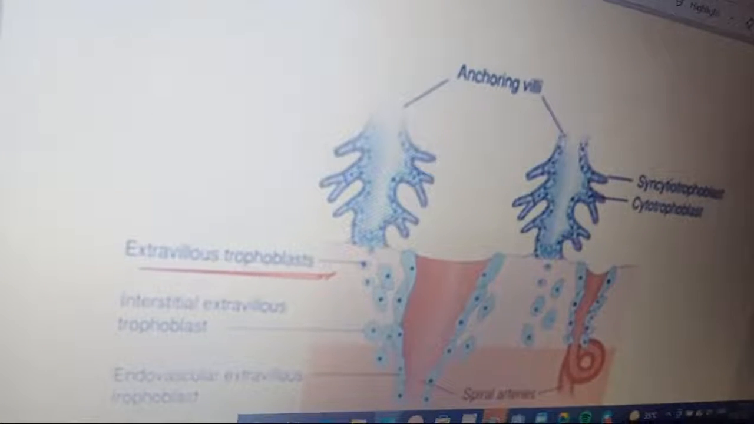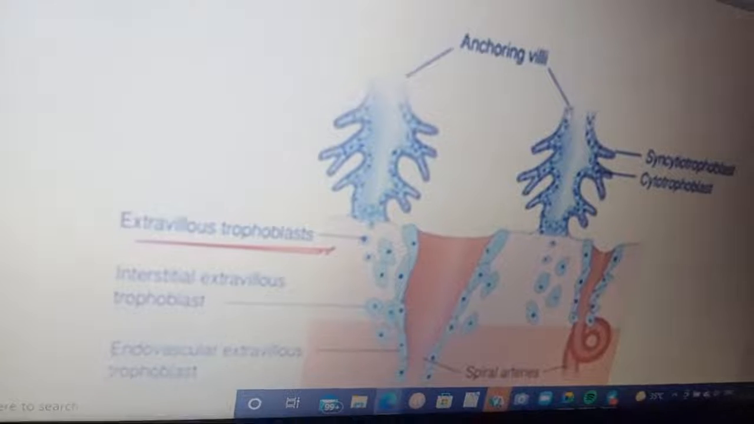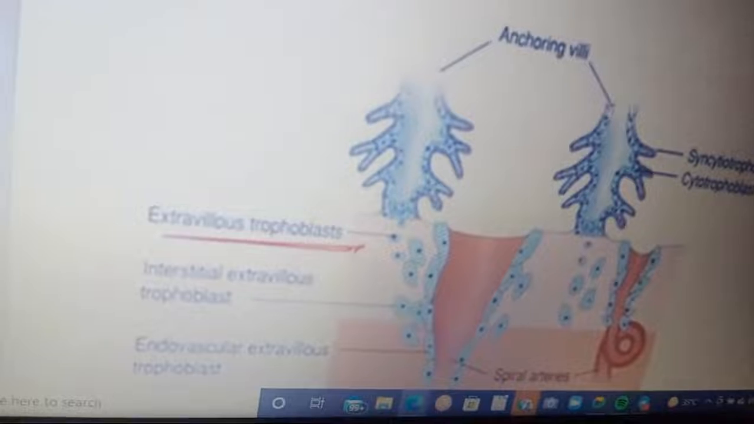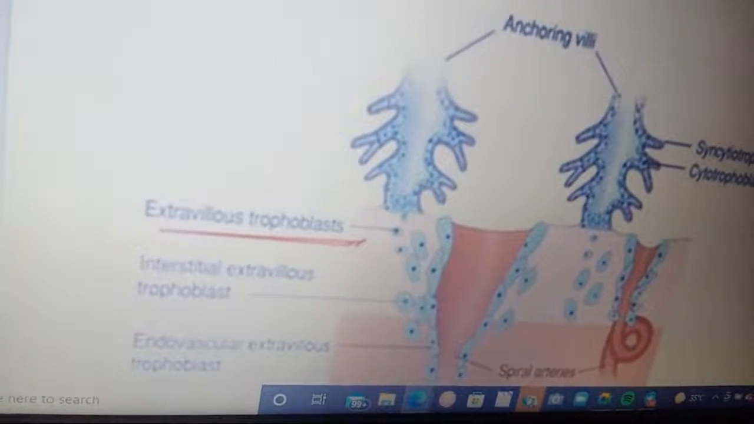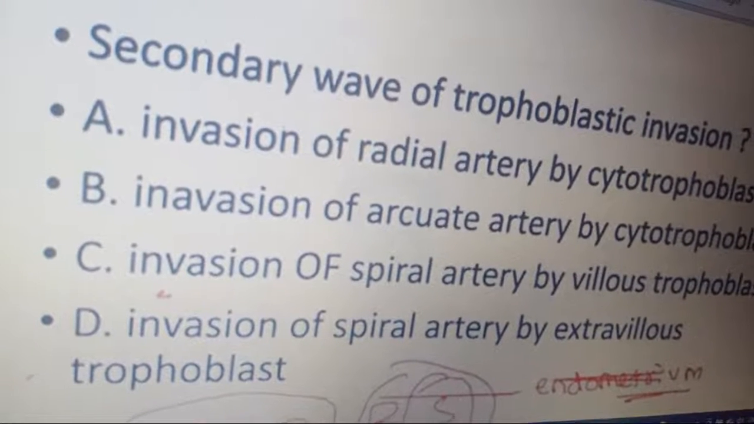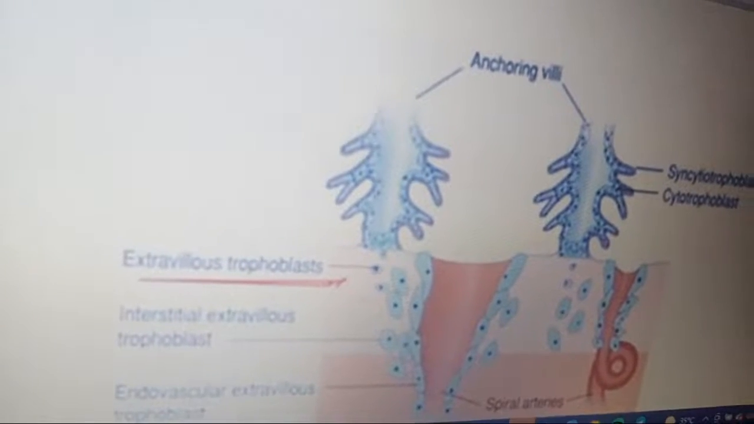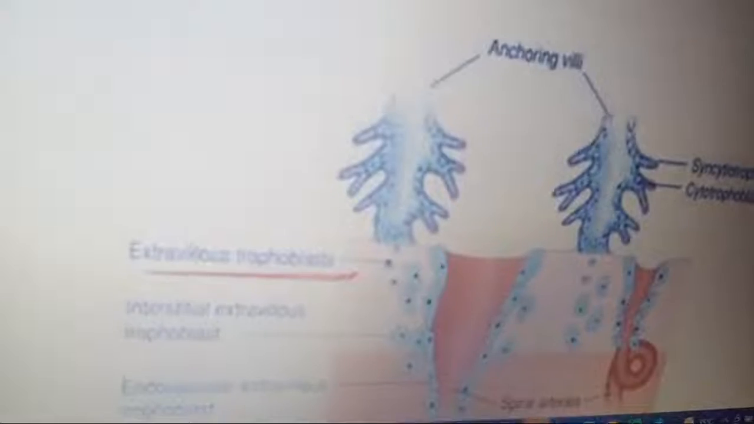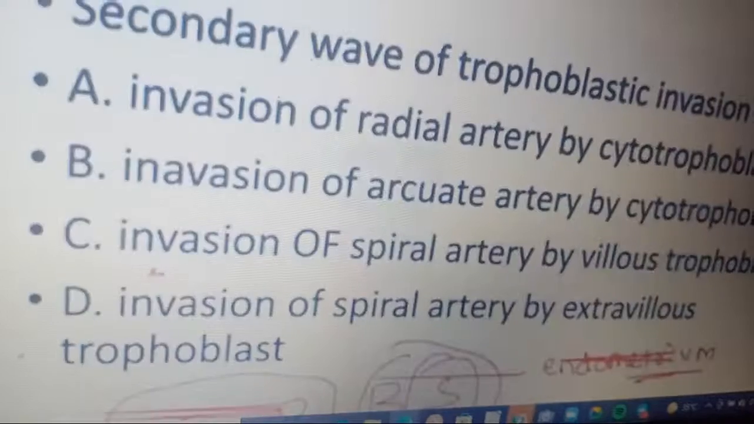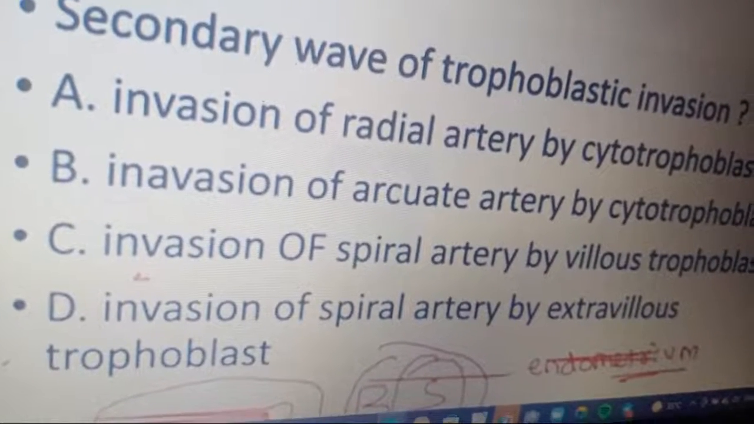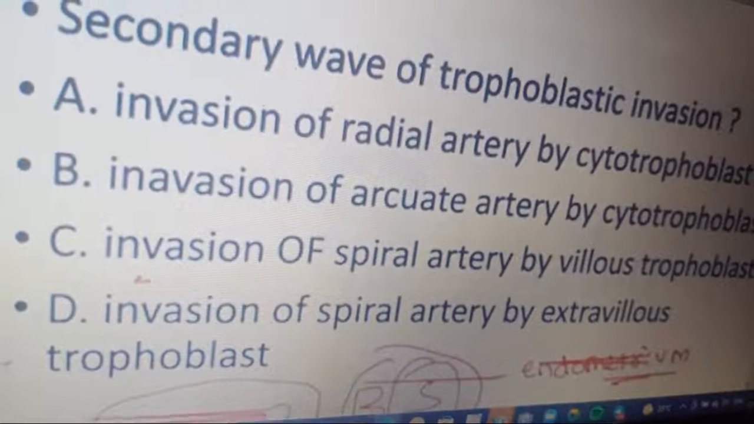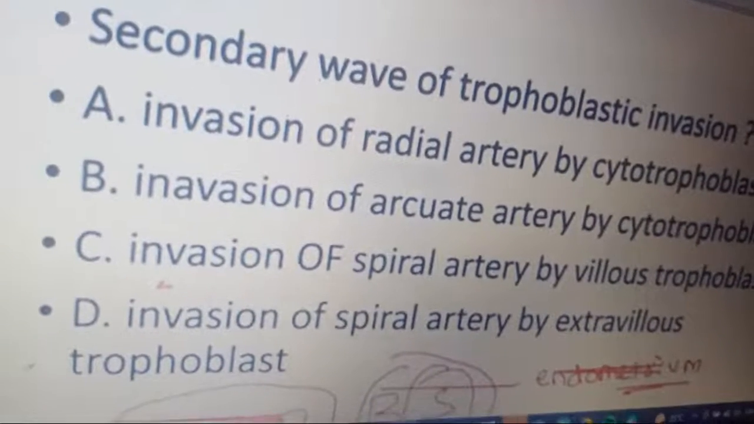So here you can see the villi, syncytiotrophoblast, cytotrophoblast. The spiral arteries are going outwards to the extravillous trophoblast. So the answer here will be the invasion of the spiral artery by extravillous trophoblast. The radial artery and arcuate artery will be in the myometrium.